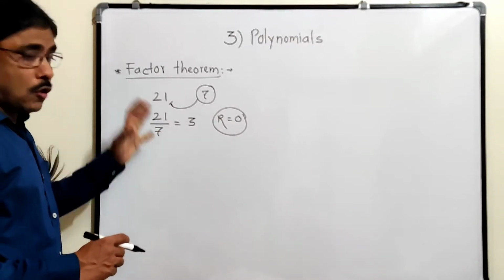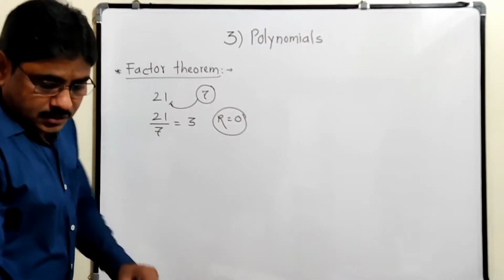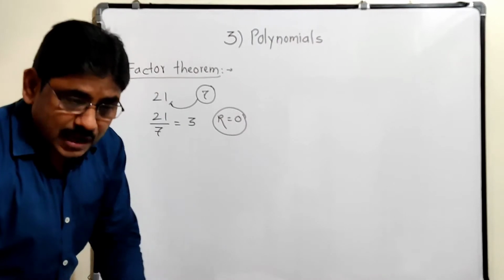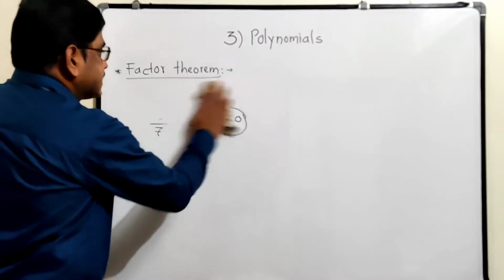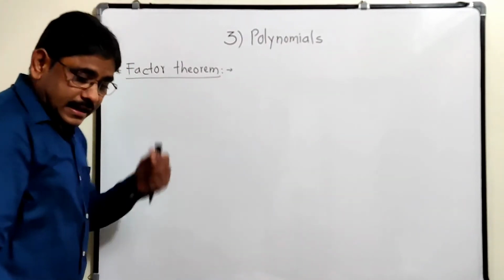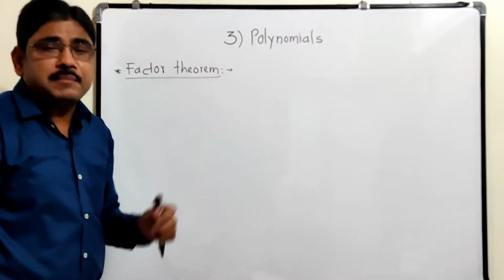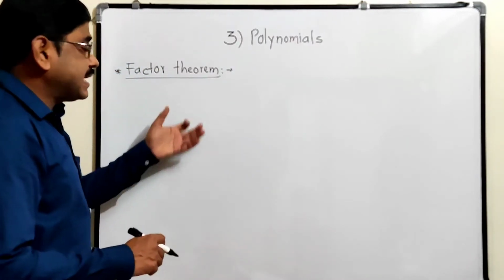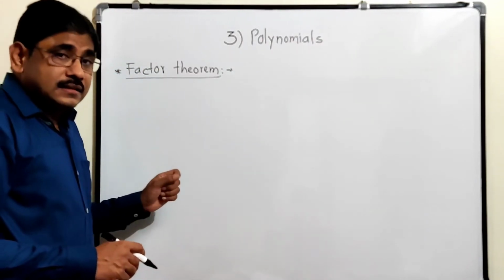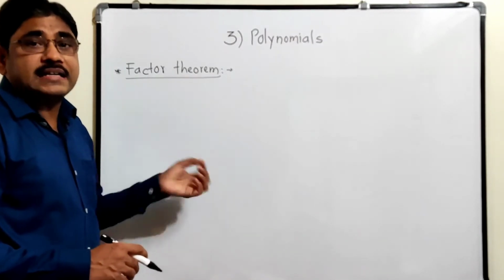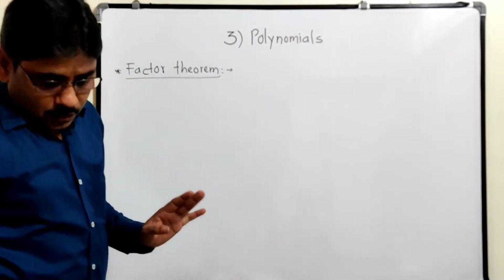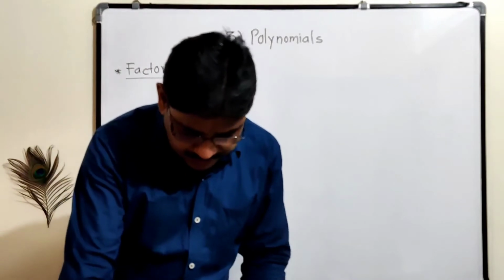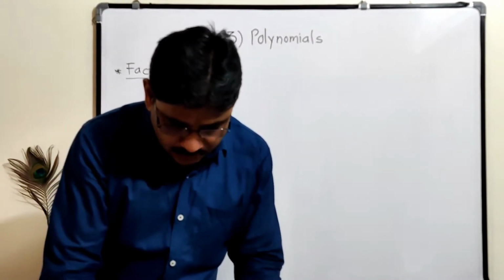It is a factor of that number. Same thing in polynomials. If we divide by x plus 1, अगर x plus 1 से हम लोग किसी polynomial को divide करते हैं और remainder 0 आता है, then x plus 1 is a factor of that polynomial. So directly we can find the factor, whether it is a factor or not a factor.